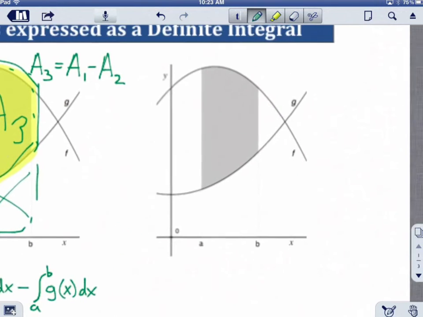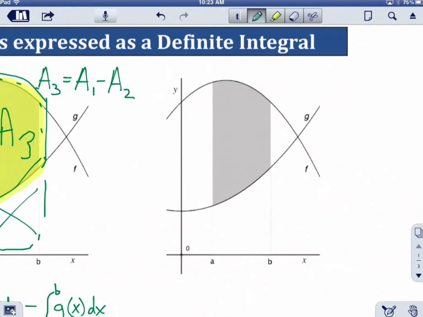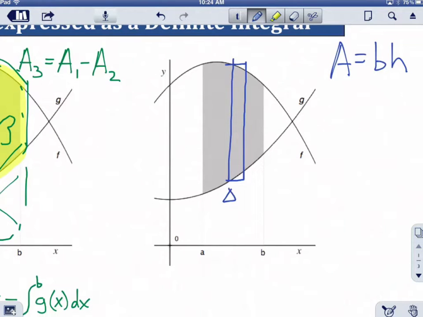Now we can also think about this using our representative rectangles. Okay, and it's going to apply the same thought process that we did before when we were dealing with just finding the area under one curve. So if I were to take this and divide it up into rectangles, okay, much like what we were doing before, we know the area of a rectangle is base times height. Now in this case, what is our base? The base is going to be our delta x, just like it was before.